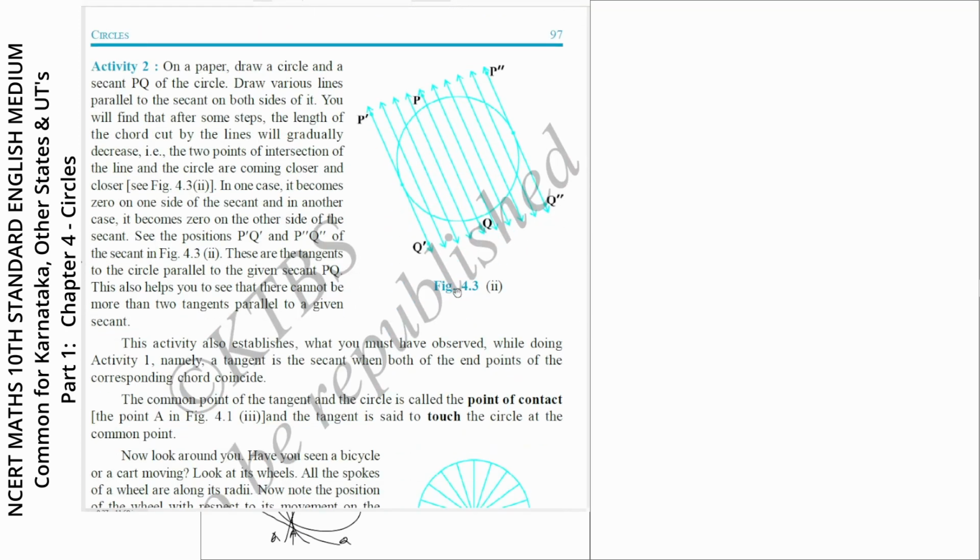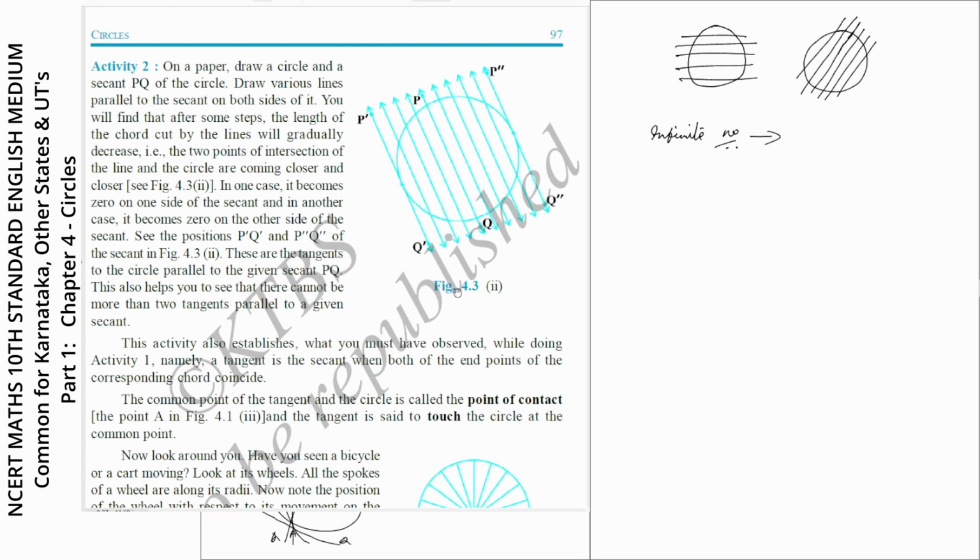There's another activity here. In a circle, how many parallel lines can we draw? If I take a circle and start with a first line this way, and draw lines parallel to the first line, how many parallel lines can I draw? I can draw 1 crore of parallel lines, 1 billion, 1 trillion. So I can draw an infinite number of parallel lines.